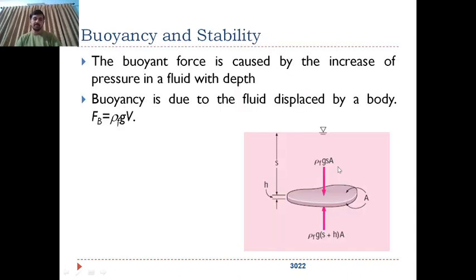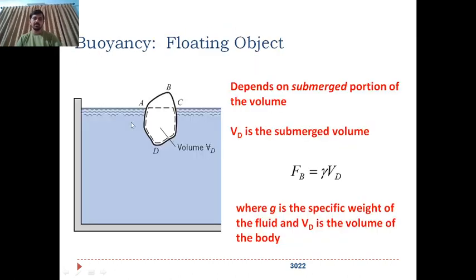That's what we are seeing here: rho_f g V. Here a clearer expression is written, Fb is equal to gamma Vd. In the case of buoyant force, rho should always be taken as that of the fluid. Gamma is the specific weight of the fluid and Vd is the volume of the body inside the water or liquid or fluid, whichever it is. Here this is not g, this is gamma. Please correct it when you are noting down this expression. Gamma is specific weight or weight density.